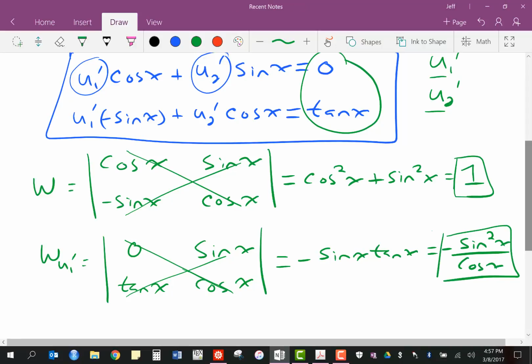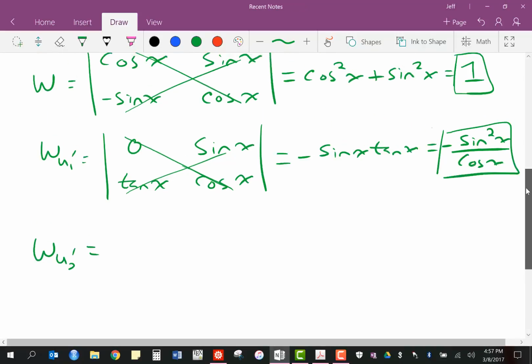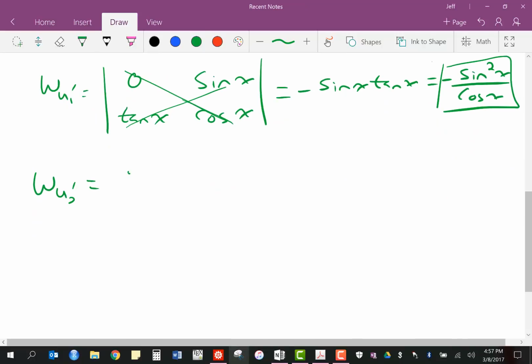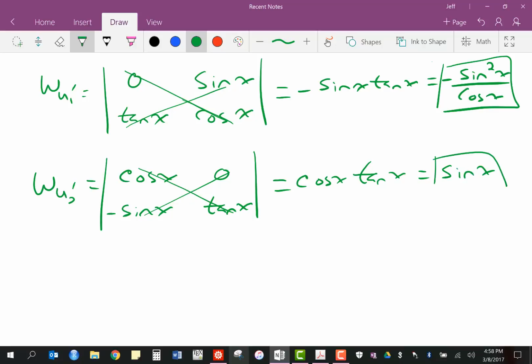And then we move to the u2 column, which is W sub u2 prime. So I leave the first column the same, so that's cosine, negative sine. And I replace the second column with 0 times the tangent of x. I will get cosine times tangent and 0 in this direction. So cosine of x times the tangent of x. Tangent is sine over cosine, so this is the sine of x.